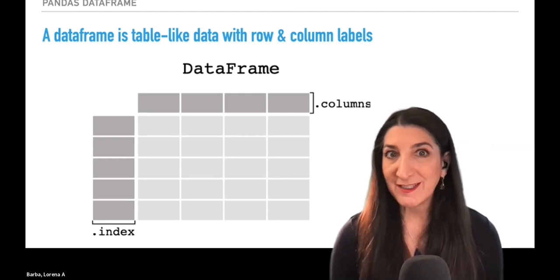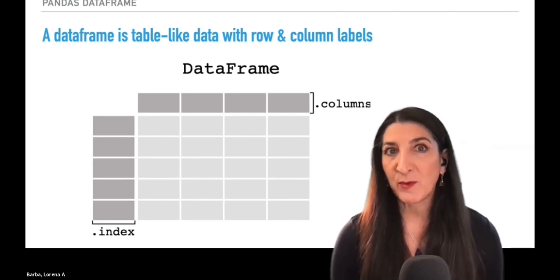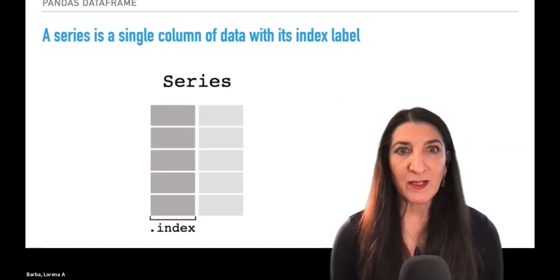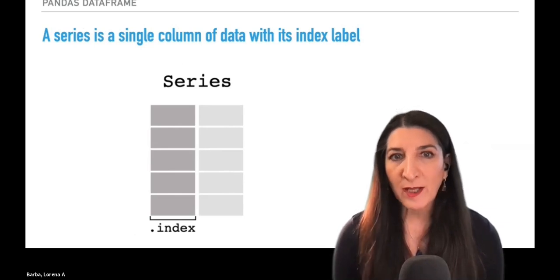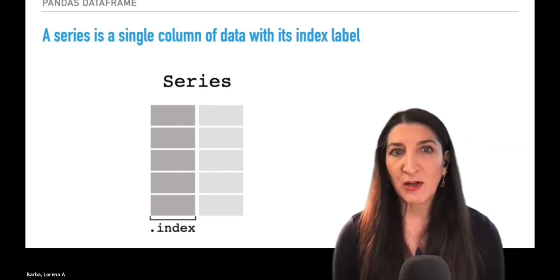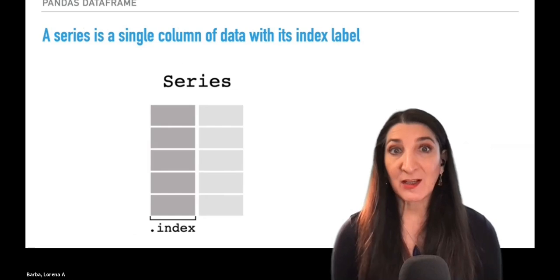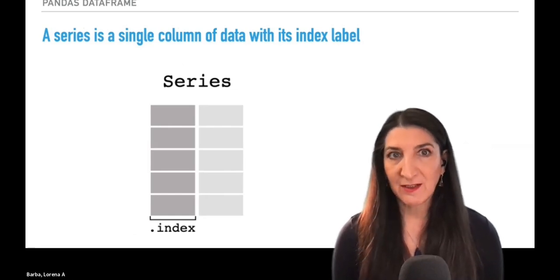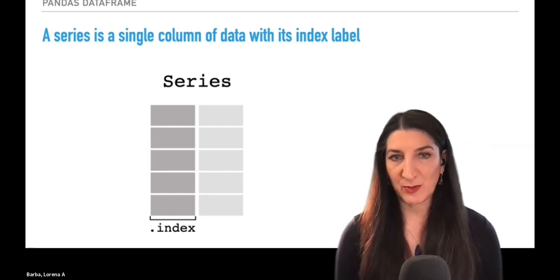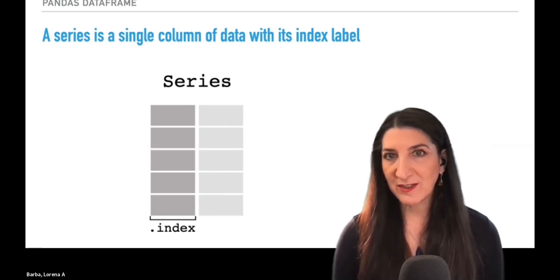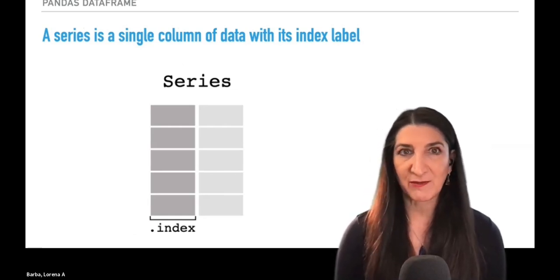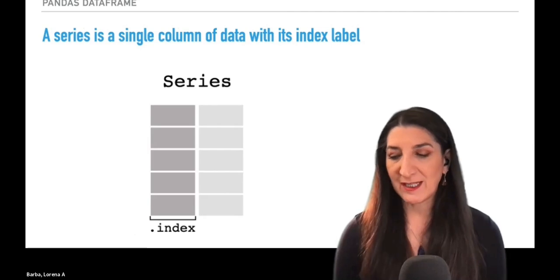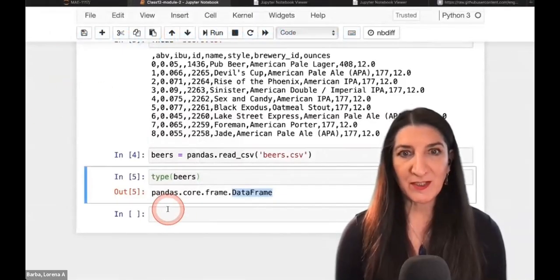We've learned about lists, we've learned about arrays, and now we learn about the data frame, something that is 2-dimensional table-like data with labels. Now, if we were to just grab one column of that data, that is called a series. The series is the column, but with its index. So that's also going to be important. Okay, those are just the illustrations that I wanted to use to explain what data frames and series are. Let's now play with them. So beers is a data frame.